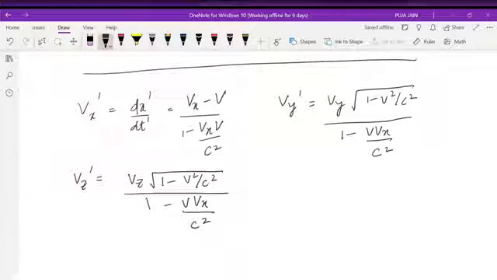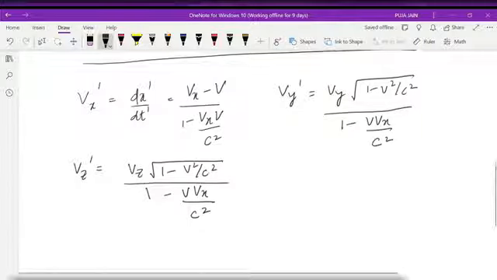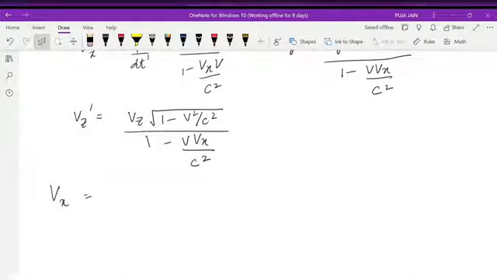Now you may have a question: what if we need to find the velocities in the S frame? Then what will our equations be, right? Yes, then Vx is Vx dash plus V.